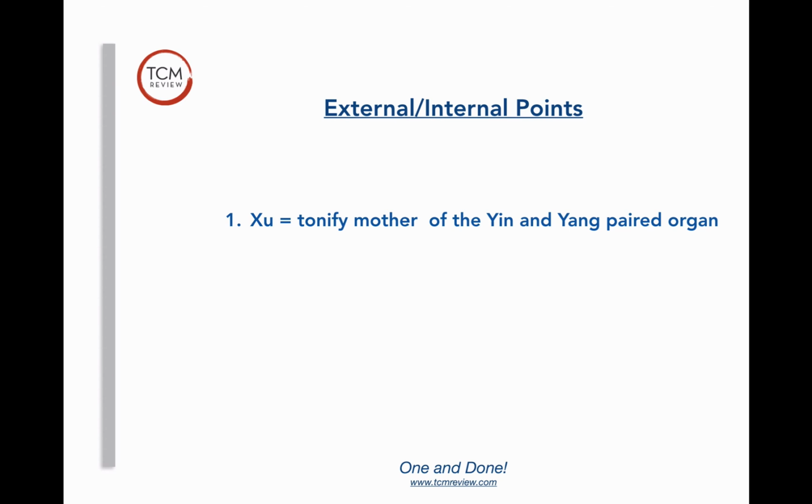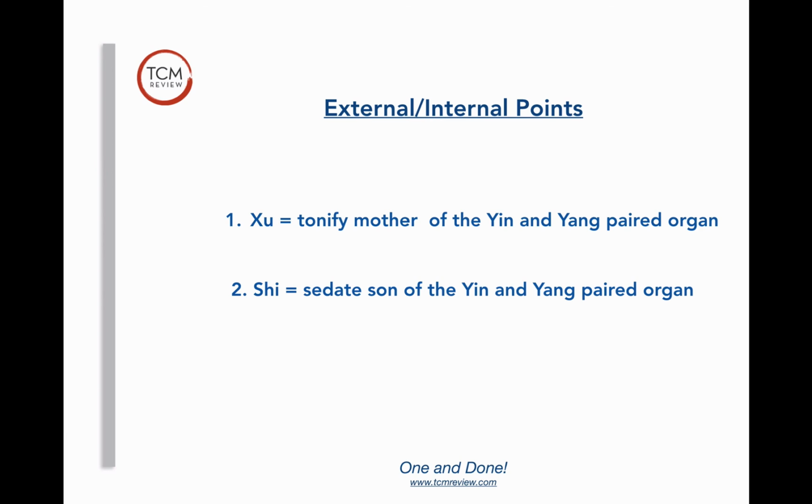So when we have deficiency, we can tonify the mother of the organ that's affected, or we can tonify the mother of the yin-yang paired organ. So let's say the lungs are affected. So if the lungs have deficiency, we could tonify the mother of the lungs, or we could tonify the mother of the large intestine. Make sense? They're both metal organs.